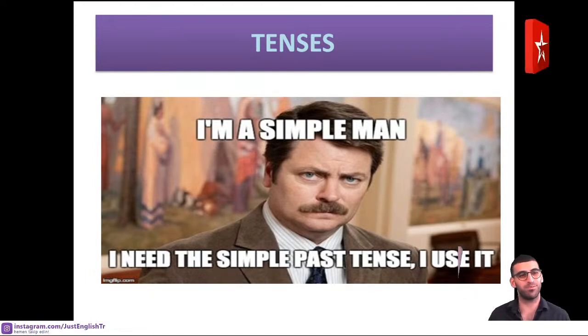Like, for example, instead of using present perfect, they use present simple. Instead of using present simple, they use present perfect, or past simple, past continuous, or future simple, future continuous. So this kind of problems, this kind of confusion they have. I don't know why, because they practice less. They don't know how to use the tenses in the right place, right time.